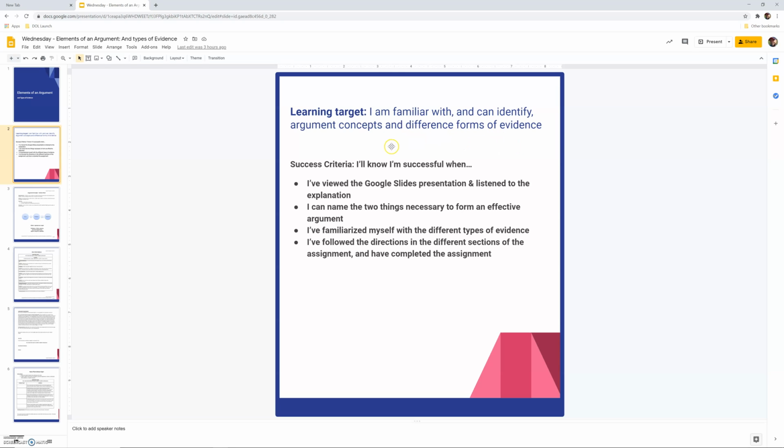You'll know that you're successful when you viewed our Google Slides presentation and listened to this explanation, when you can name the two things necessary to form an effective argument, when you've familiarized yourself with the different types of evidence, and when you've followed the rest of the directions in the different sections of the assignment and have completed the assignment, which will be the last two slides in this presentation.